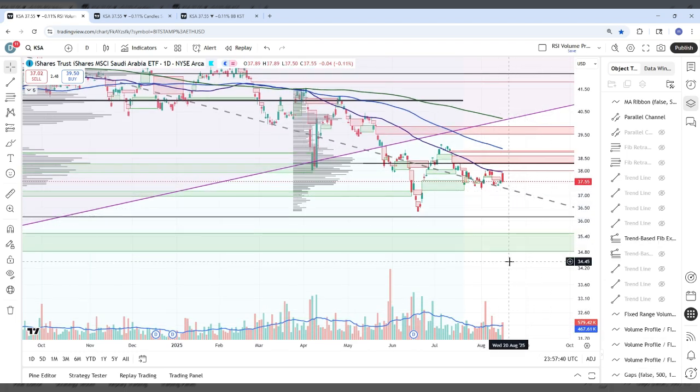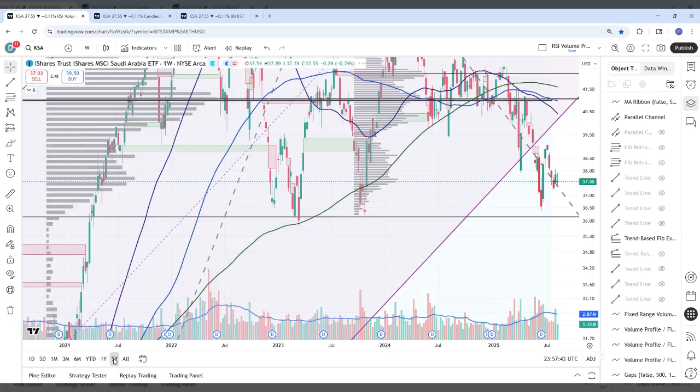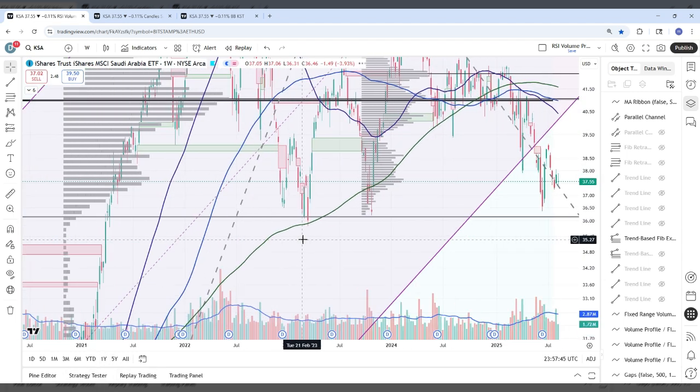We have this gap here that's on the weekly that is a little bit, well, it's not there on the weekly, but it is on the daily.